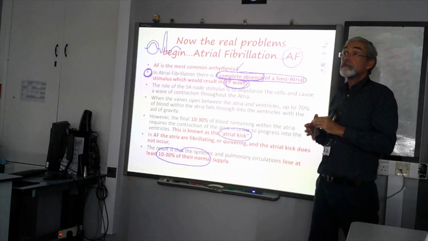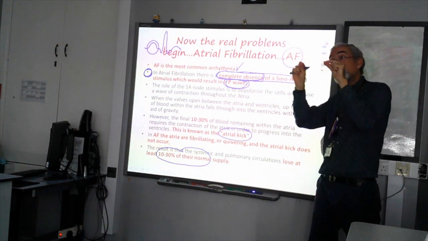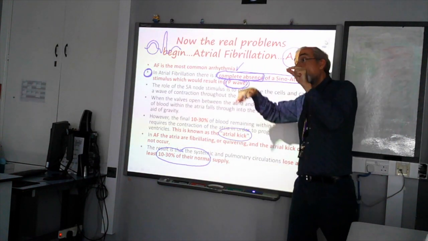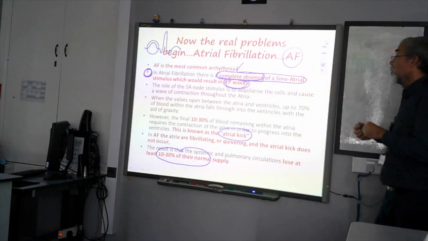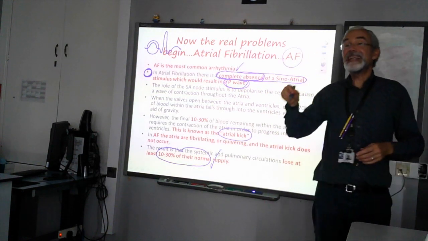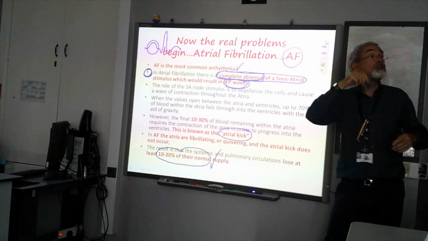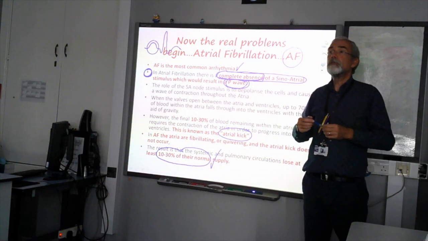So, in simple terms, the sinoatrial stimulus is the electricity that comes from the sinoatrial node that's going to make the P wave, the Q, R, and S wave, and the T wave. So, if you are 10 to 30% down on blood flow, and let's call it oxygenated blood, what symptoms do you think the patient might come and talk to you about?